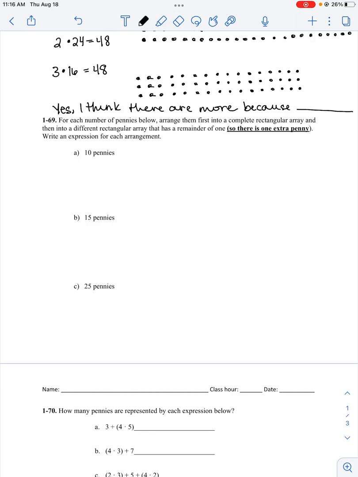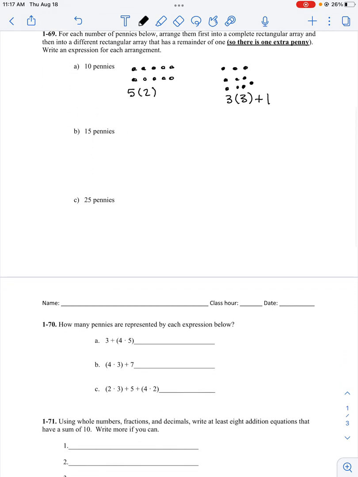So 10. Well, I could arrange it in 2 groups of 5. That's 10 pennies. But if I want to have a remainder of 1, then I'm left with 9 pennies, which means that 3 groups of 3 would get me 9 pennies plus 1. So this is 5 groups of 2. This is 3 groups of 3 plus 1 left over.